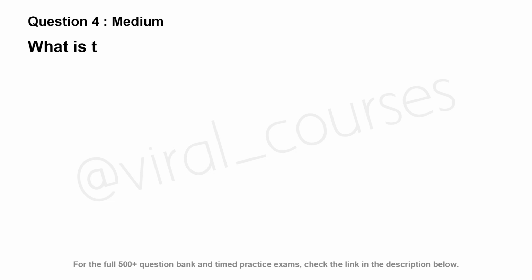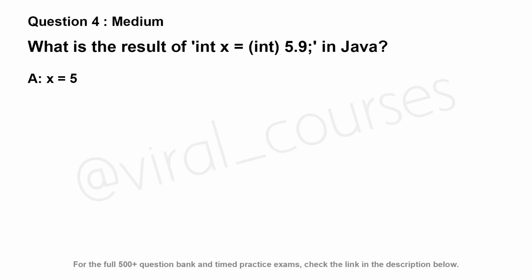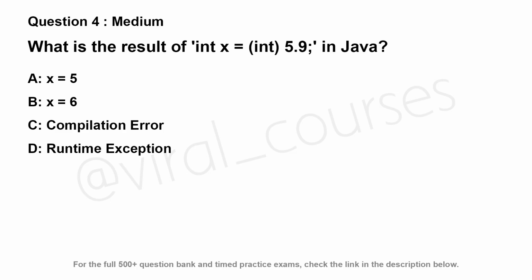What is the result of int x equals (int) 5.9 in Java? Option A, x equals 5. Option B, x equals 6. Option C, compilation error. Option D, runtime exception.